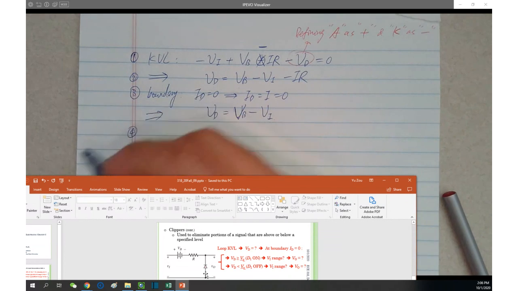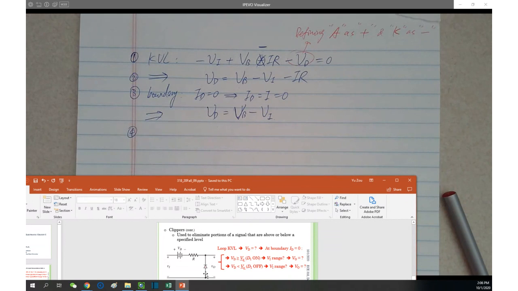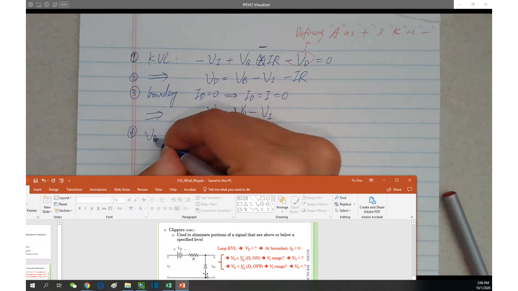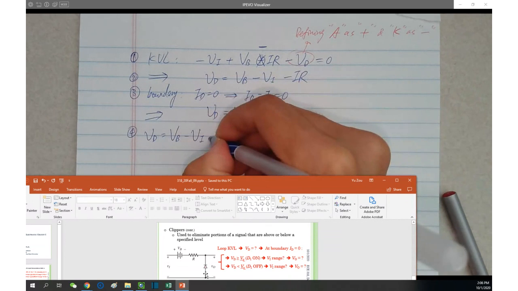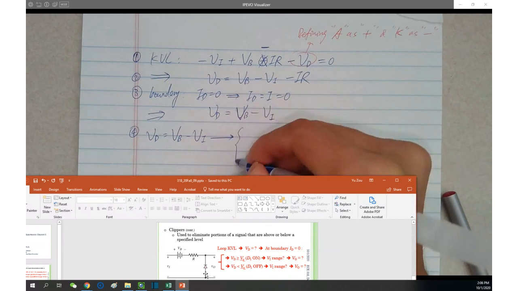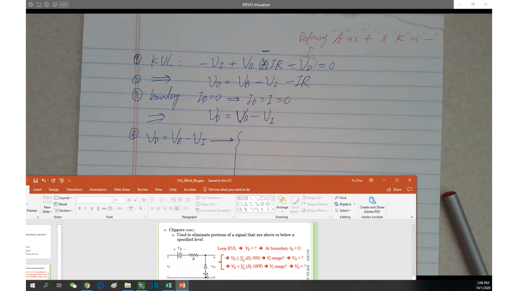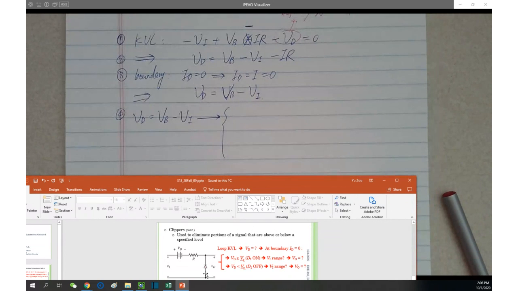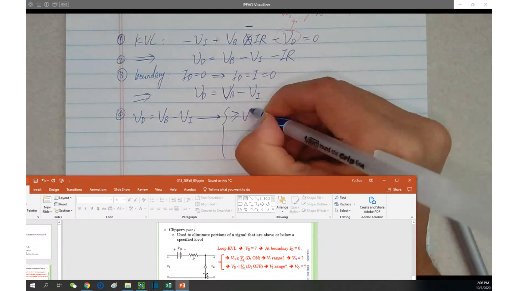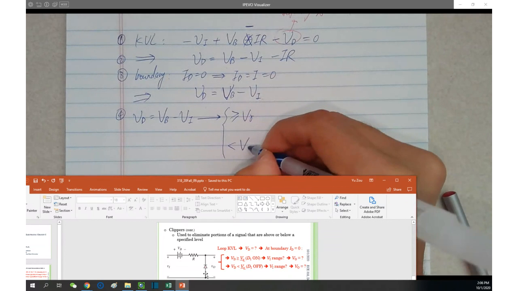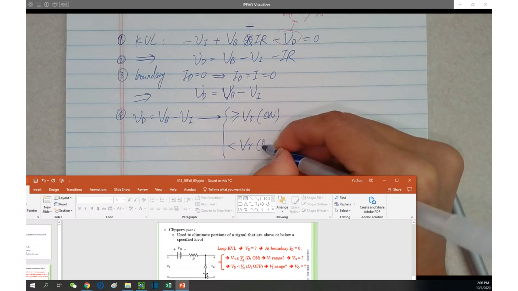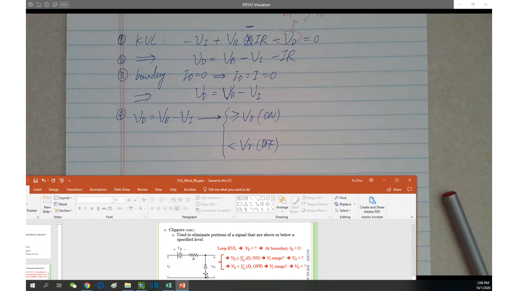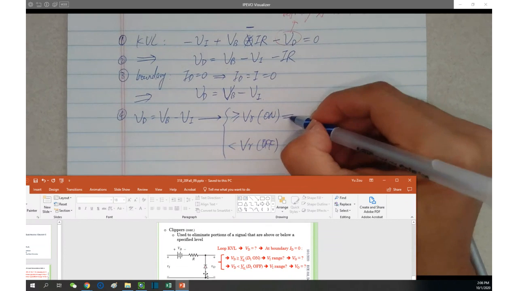Next, it's time to derive the range, so-called range. So this VD, which is equal to VB minus VI, has only two scenarios: greater or equal than V gamma, or less than V gamma. This means diode is on, this means diode is off, right? Very clear.